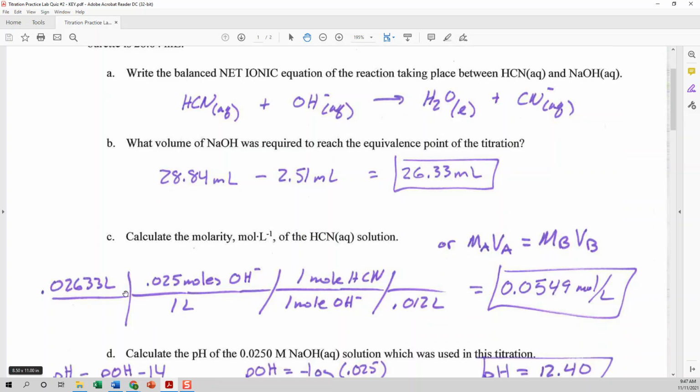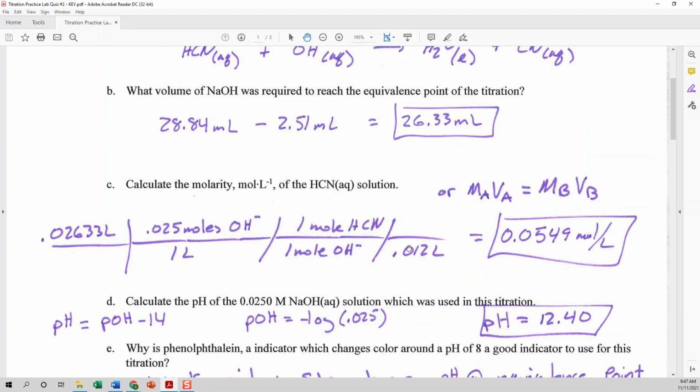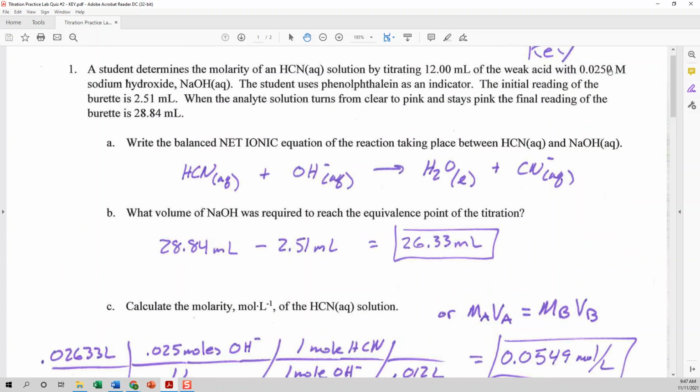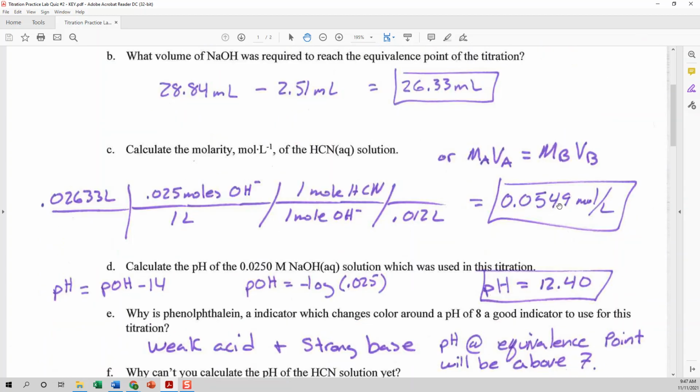But the stoichiometric calculation would be take your liters of the base times the molarity of the base. That will give you moles of hydroxide, and it's a 1-to-1 ratio. So that would give us moles of HCN. And if we want molarity, which is moles per liter, we divide by the volume. And in this case, remember, it was 12 milliliters. So that's 0.012 liters. Okay, and that gives us our molarity. We're allowed 3 sig figs because the molarity measurement has 3.